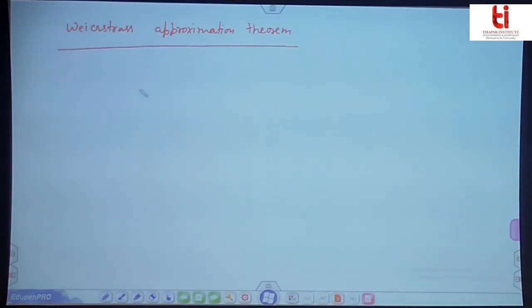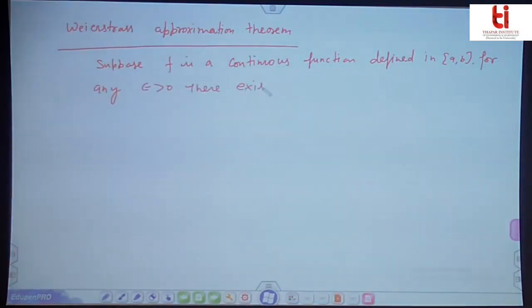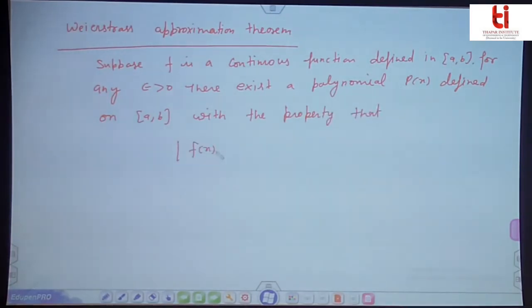What is that theorem? Suppose f is a continuous function defined in the interval [a, b], then for any epsilon greater than 0, there exists a polynomial P(x) defined on [a, b] with the property that |f(x) - P(x)| < epsilon for all x belonging to [a, b].